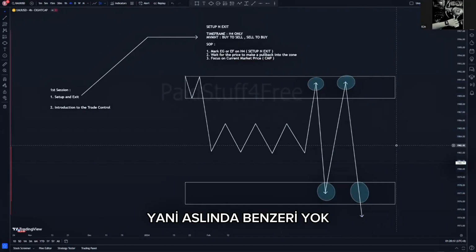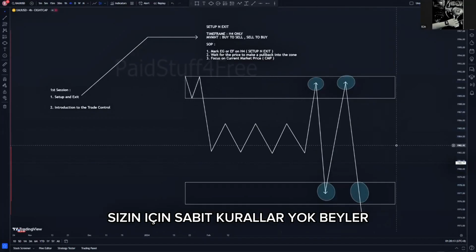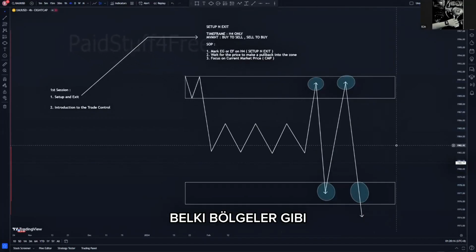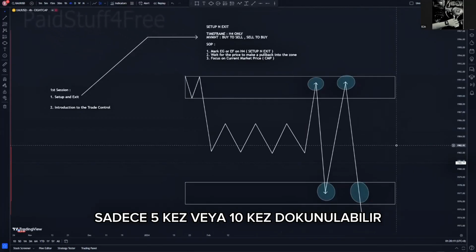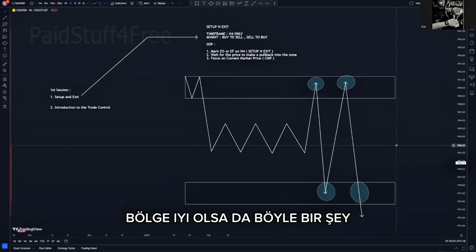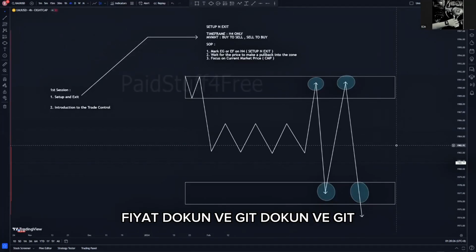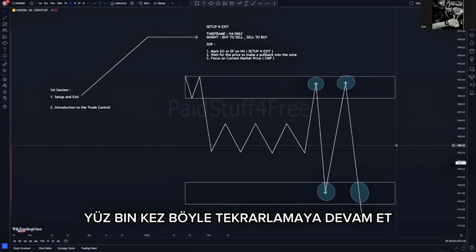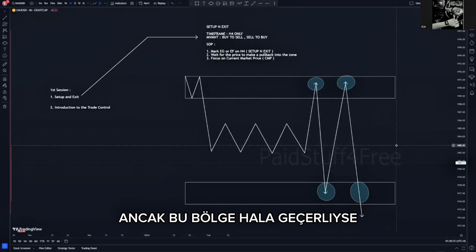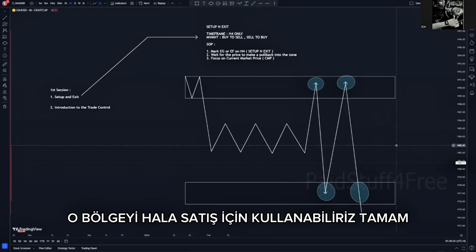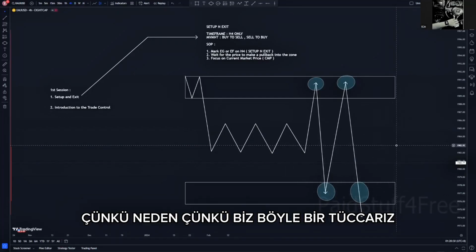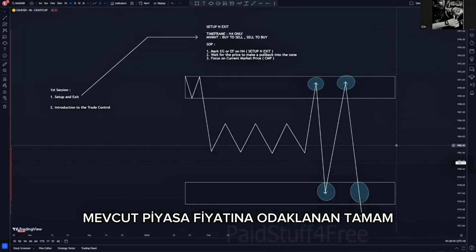Actually there are no fixed rules for you guys, like maybe the zones can just be touched about 5 times or 10 times, something like that. Even though the price touches and goes, touches and goes, repeating like that 100,000 times, if that zone is still valid, we can still use it for selling. Because we are the kind of trader that focuses on the current market price.